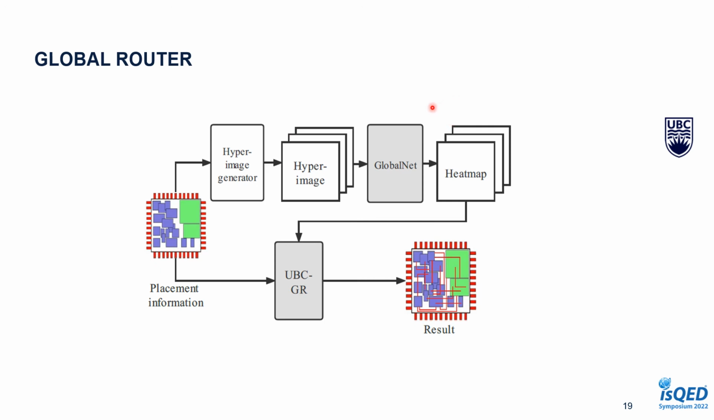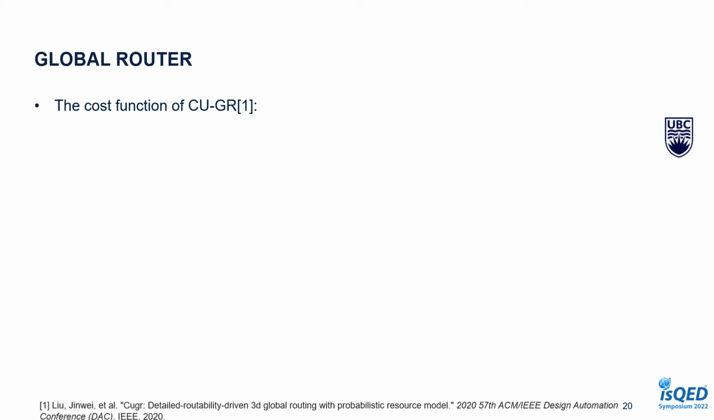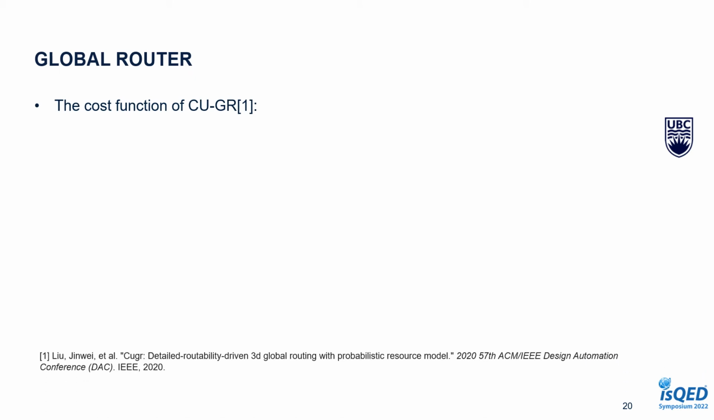We not only did congestion prediction, we also proposed a global router that can utilize the predicted results to improve the performance of routing. So what we did was that we improved the cost function of CUGR, which is an open source global router.